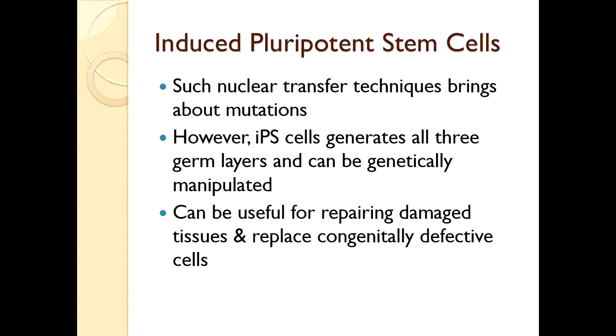However, these induced pluripotent stem cells generate all three germ layers, and thus they can be genetically manipulated. These iPS cells can be useful for repairing damaged organs and tissues and rectifying congenital defective organs or disorders.